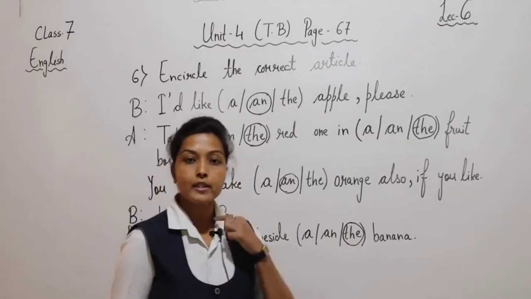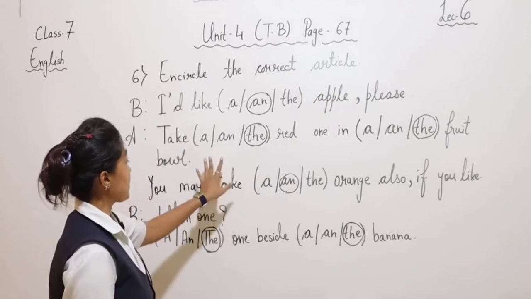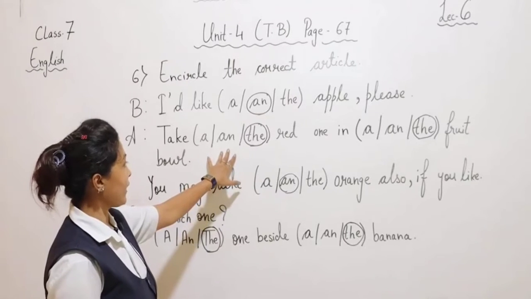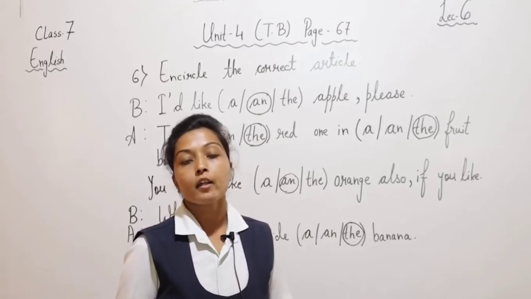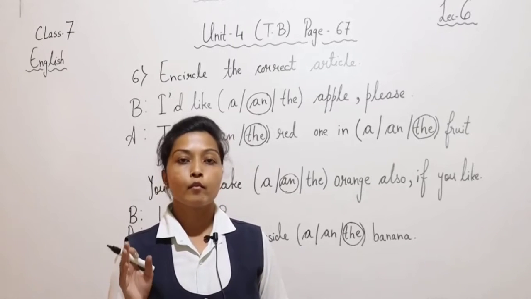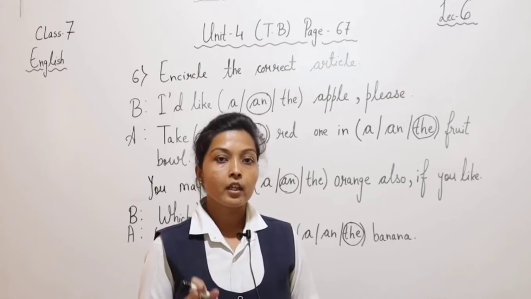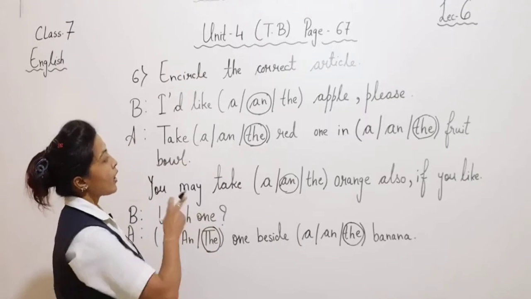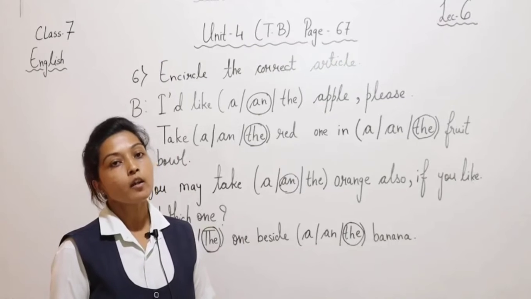Clear? So in this exercise, what do we have to do? We have to look at the options in the brackets and choose the correct article according to the sentences. And we know very well where we use the articles a and the. In our previous classes, we already learned about articles in English grammar. Yes or no? So in this we have to encircle the proper article according to the need of the sentence.